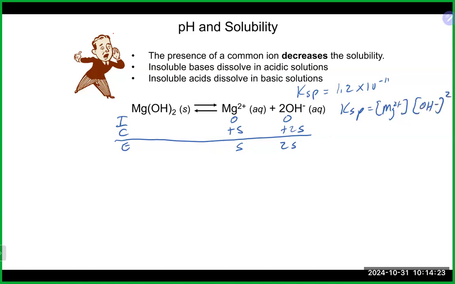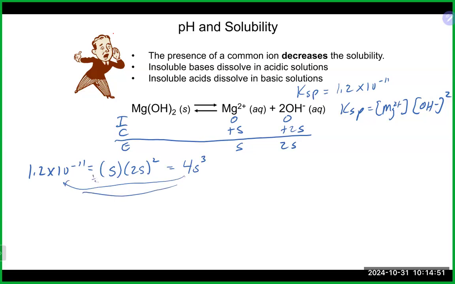So if we put our numbers in there, we would have 1.2 times 10 to the minus 11 would equal S times 2S squared. So if we do all that good stuff, remember you also need to square the 2, which is oftentimes forgotten by people. So that's going to give us like a 4S cubed, I believe. And we're going to then divide this to the other side and also take the root afterwards. So we're going to divide and then root it.